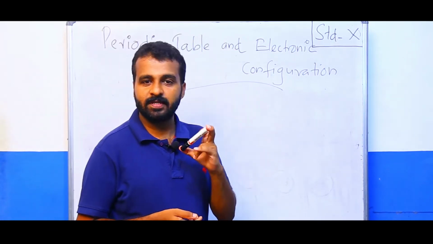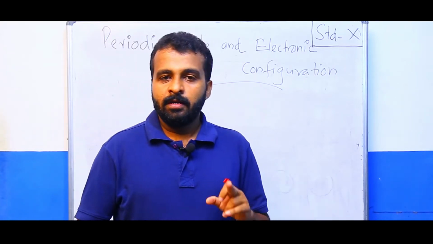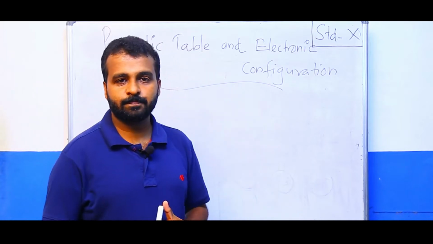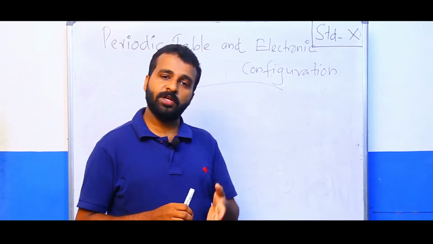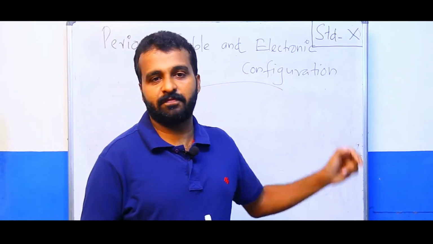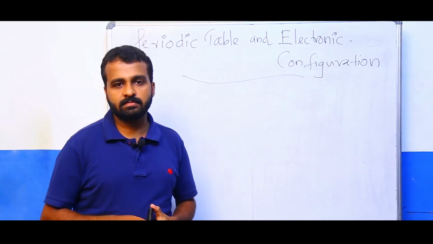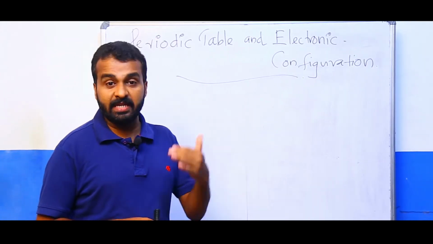In this year, in chemistry, we have 7 units, and the first unit is periodic table and electronic configuration. Before entering the chapter, we want to recollect some basic ideas.